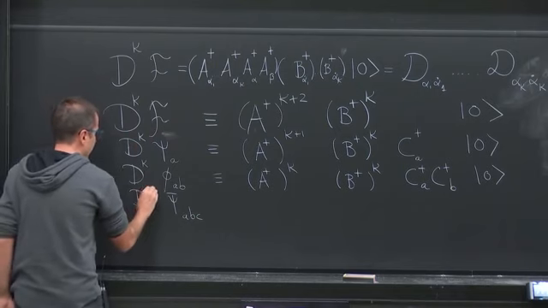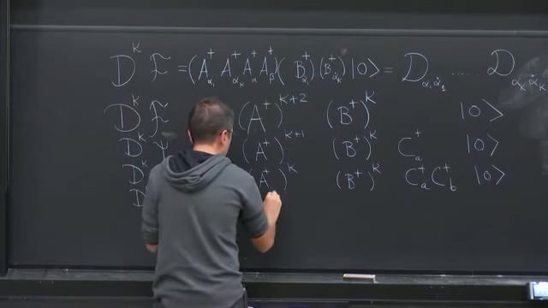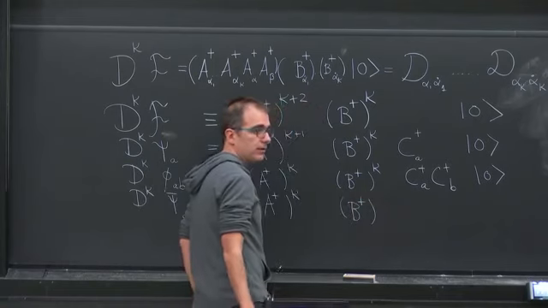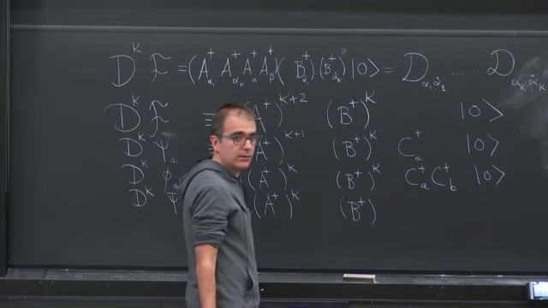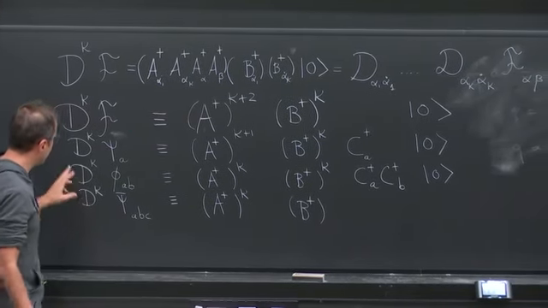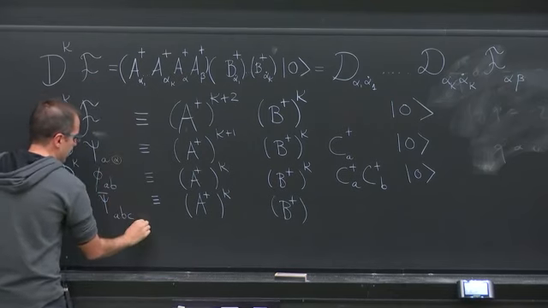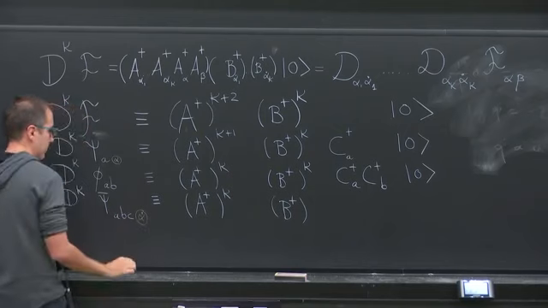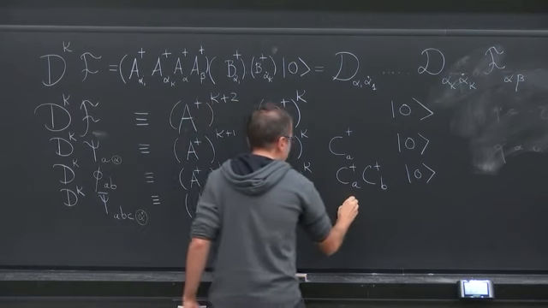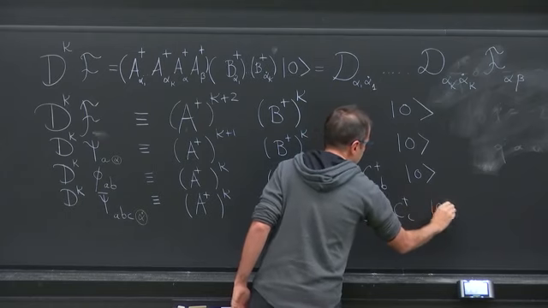Again, D to the K. And then this, what would I need to do? I would need A dagger to the K. Then I need B dagger to what power? Again K? No, almost, but don't forget, I'm omitting the Lorentz index. Here there is an extra alpha, here there's nothing, and here there is an alpha dot, right? So K plus 1, right? And then C dagger A, C dagger B, C dagger C, acting on the vacuum.